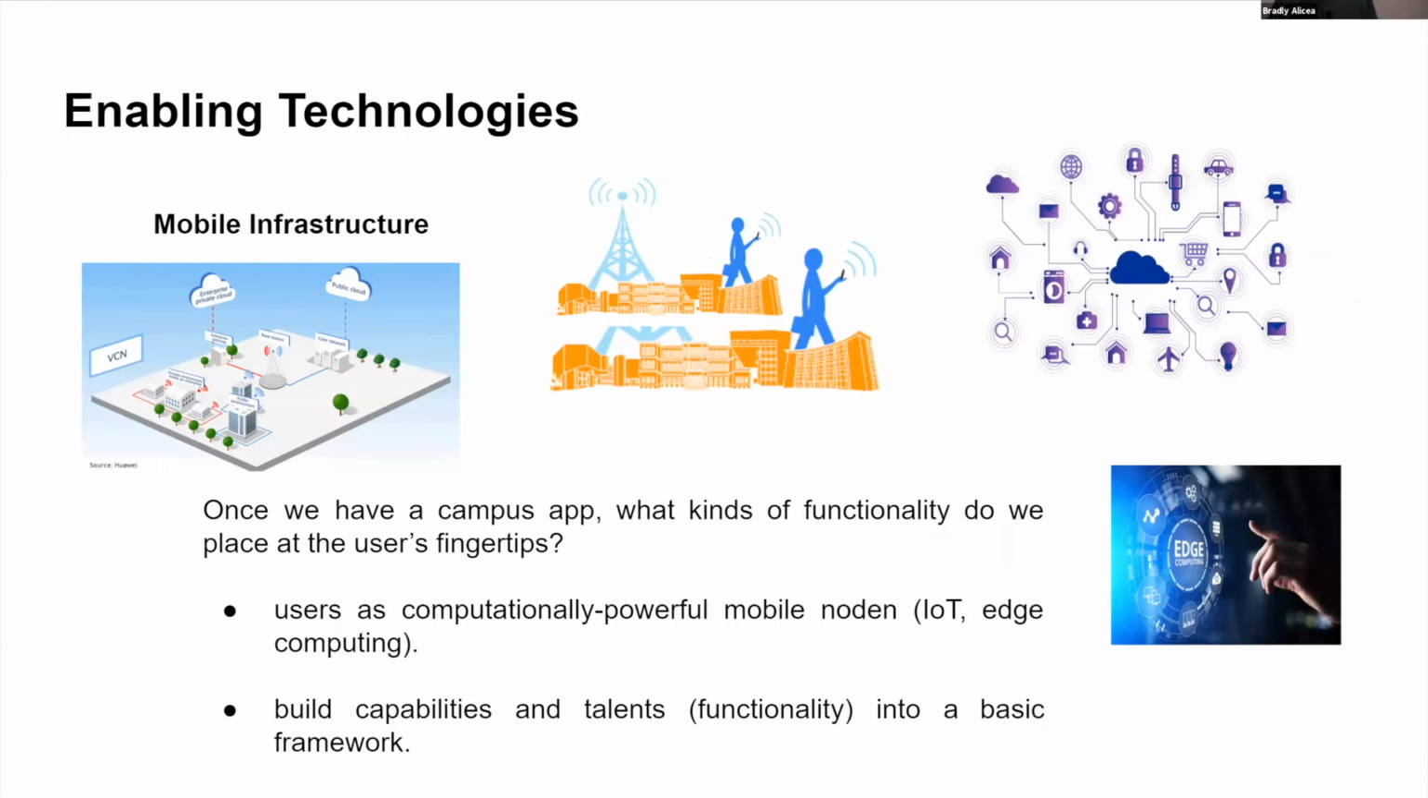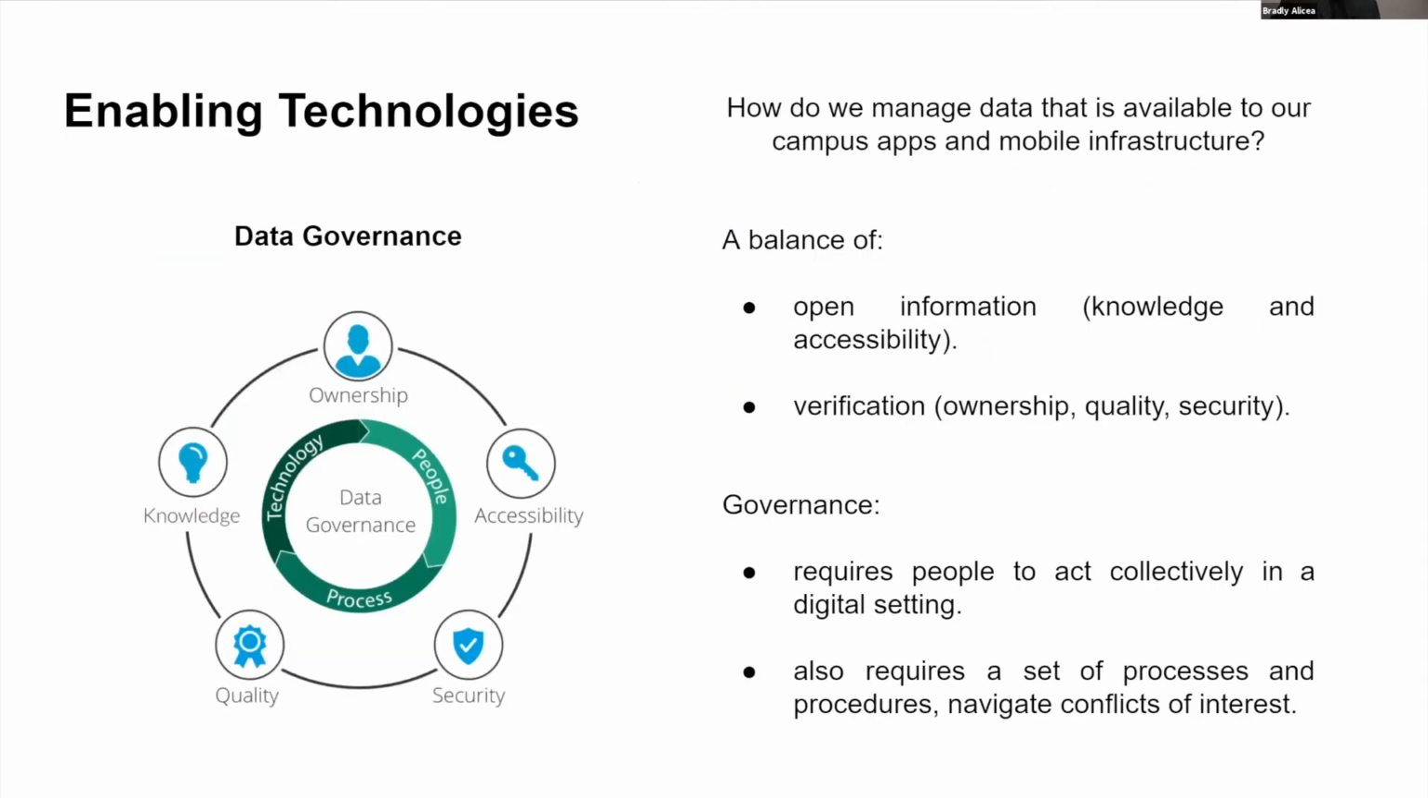And so once we have a campus app, what kinds of functionality can we place at the user's fingertips? Our phones are very powerful computational nodes at the edge of this network. We're all networked together in this app. And then what we do with it can be realized in very straightforward ways, or we can interact with the Internet of Things or other types of edge computing technologies, which we'll talk about later in the series. And then we can also build capabilities and talents in Rokwire into a basic framework for people to navigate. So I'm going to move on from that.